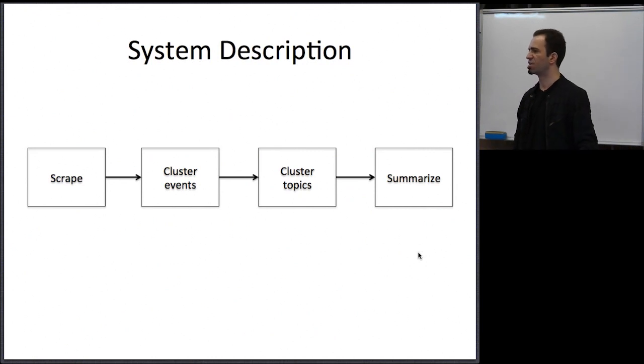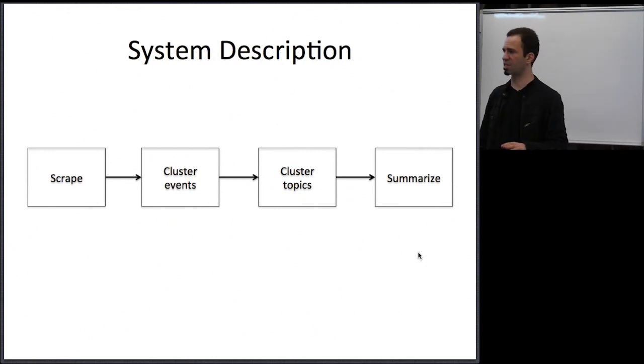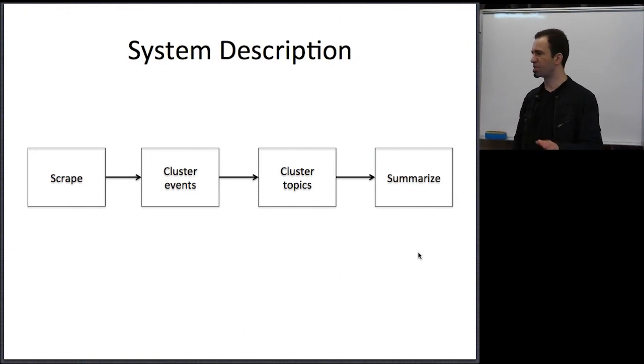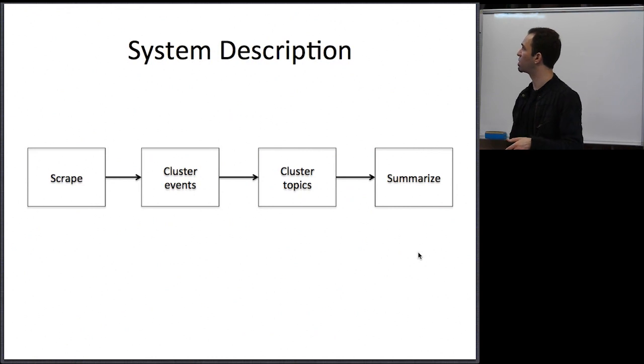And then the last thing it does is it tries to summarize, to actually write some text that tells you what the story is, which might actually be the least successful part of the system. But you can see that Google News does all of these things as well.